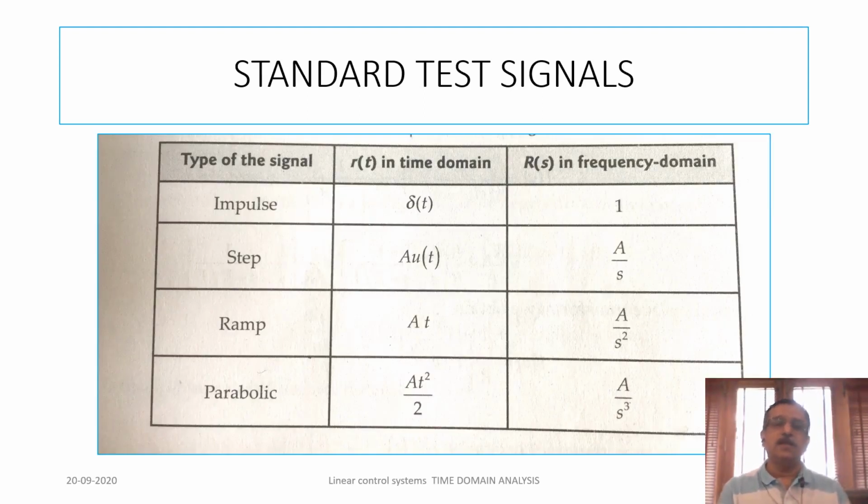So to summarize, we have studied 4 types of standard test signal. Impulse, you remember, it's a spike. What is impulse? Impulse, the diagram is not given here. The impulse will be something like this, goes to infinity, and it is denoted by delta t, and Laplace transform of delta t is 1.